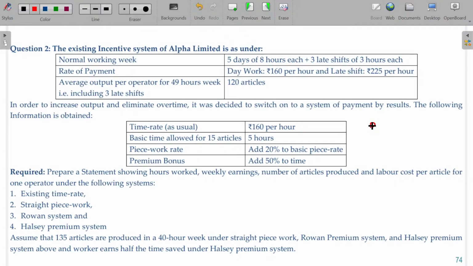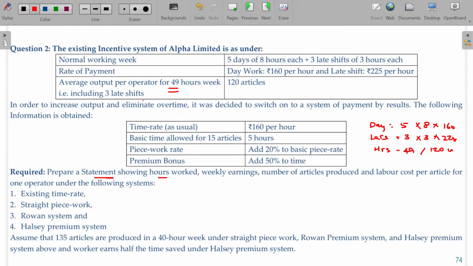So day shift, 5 days at 8 hours per day, and late shift, 3 late shifts in a week. Each late shift will have 3 hours. The payment being 160 here and 225 there. Average output per operator for 49 hours week, including 3 late shifts, being 120. So hours taken being 49 and units being 120 units. This is the present scenario.